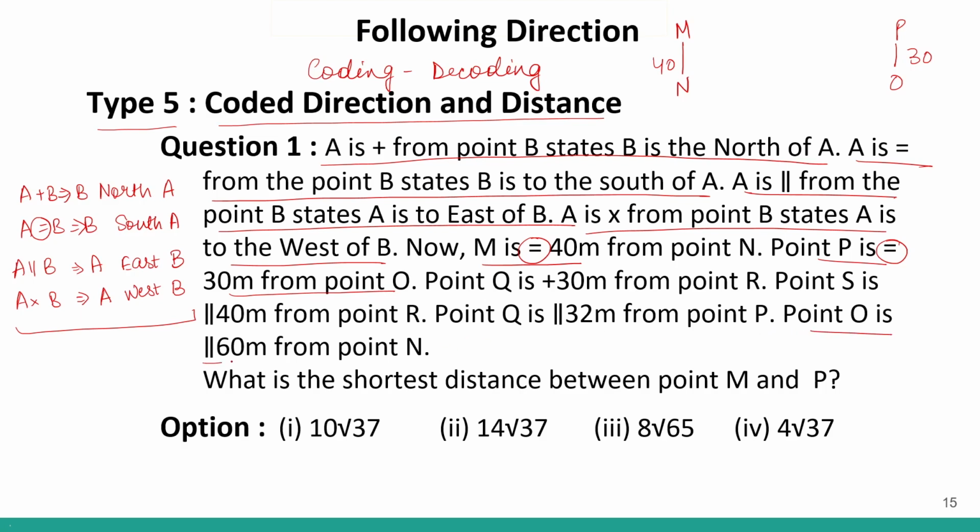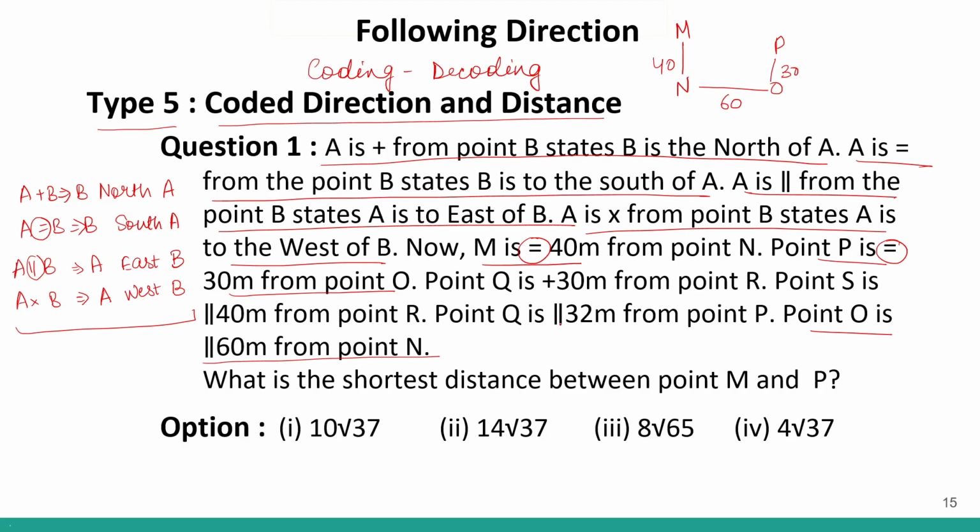Point O is in this direction from N. So this direction means east. So point O will be 60 meters to the east of N. So here I can write like this. I joined it with the main diagram. Right?